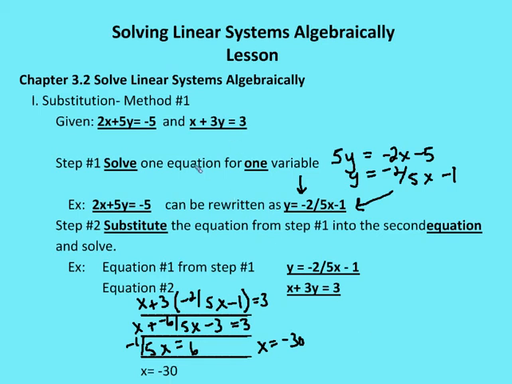If I take the second equation, x plus 3y is equal to 3, I can say negative 30 plus 3y is equal to 3. So I'm going to add 30 to both sides. I have 3y is equal to 33. And now finally I have y is equal to 11. So my ordered pair solution is going to be negative 30 and 11. All right, so that's the substitution method.